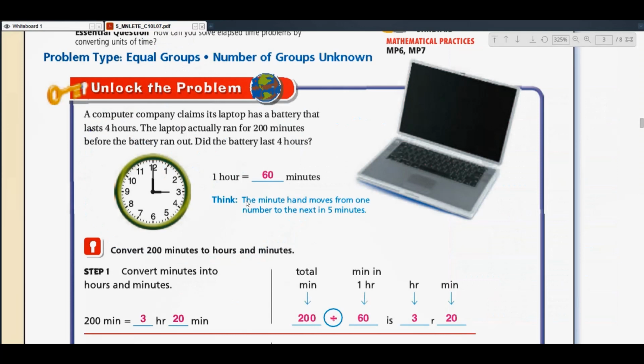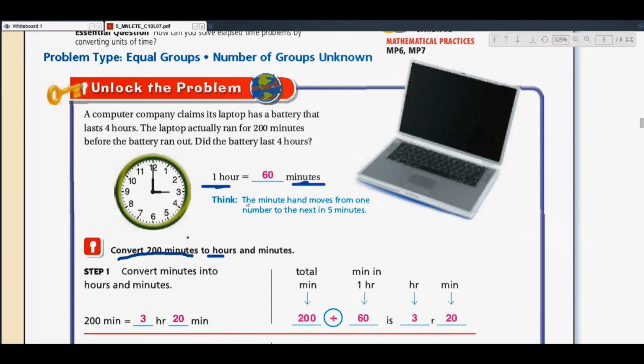We have here this story problem, and we want to solve it. First of all, 1 hour equals 60 minutes, as we studied before. We want to convert 200 minutes to hours and minutes. So how can we know that? How can we do that?